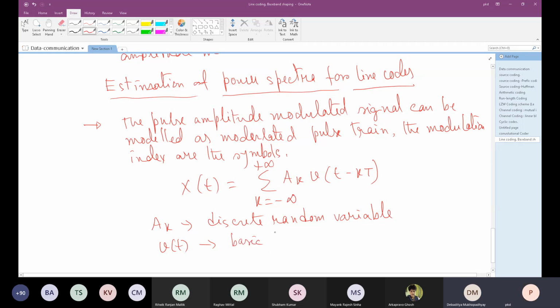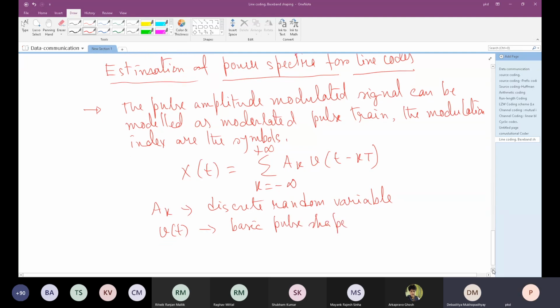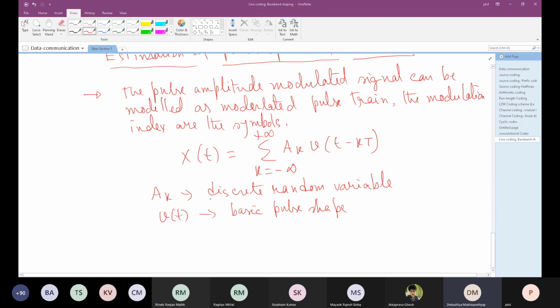Then p(t) is the basic pulse shape, which again can be a simple square wave or can be any other. T, capital T, of course, is the symbol duration. That is the duration of 1 bit.